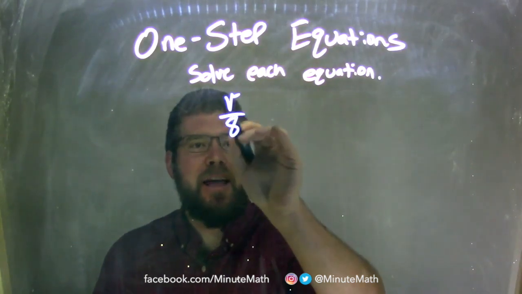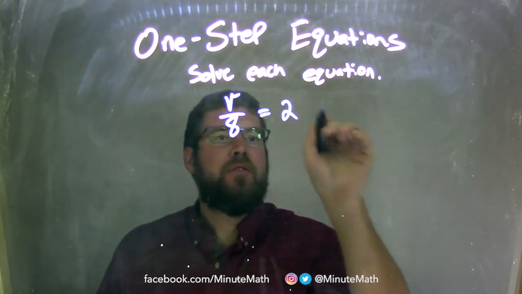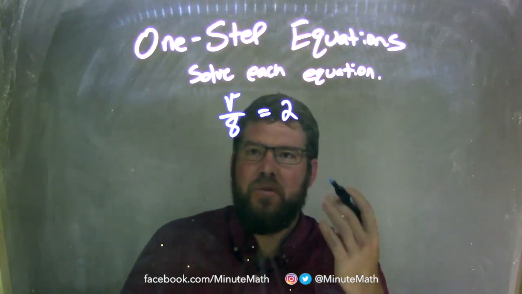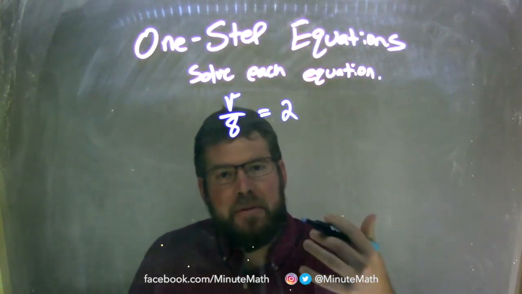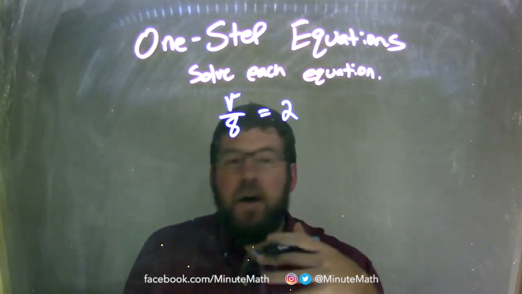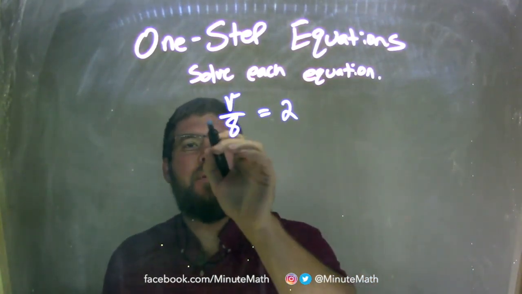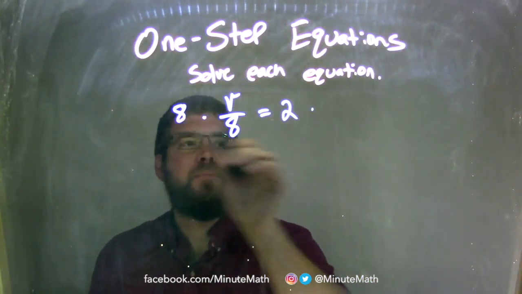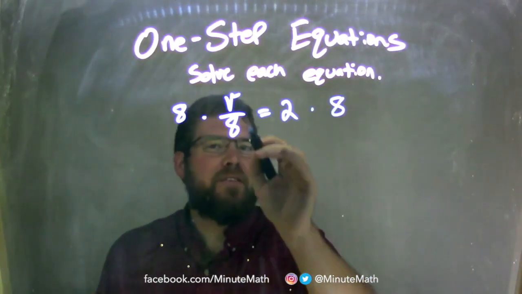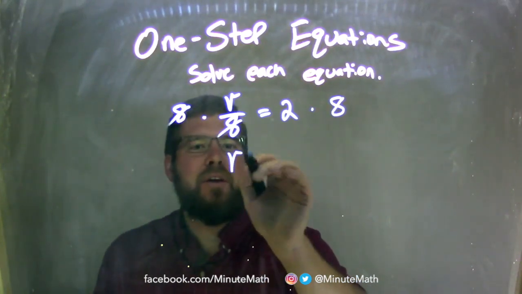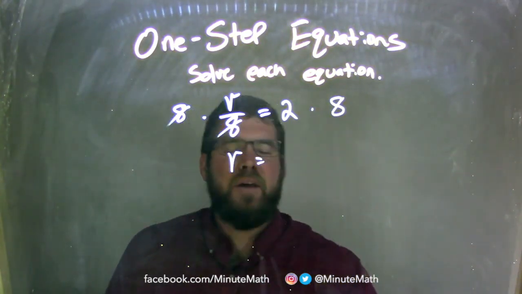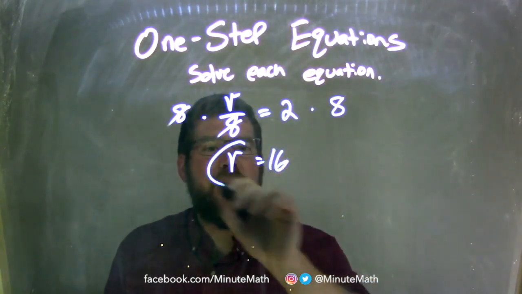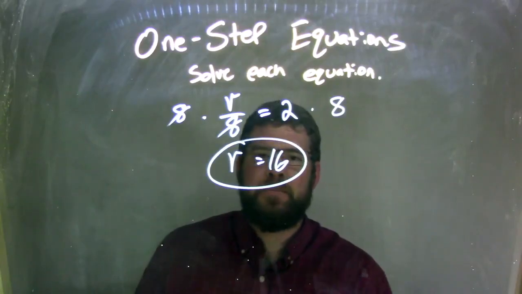V over 8 equals 2. Well, when I see V over 8, that fraction, really it's division, V divided by 8. So what's the opposite of division? Multiplication. So I need to multiply both sides by, in this case, 8. What's in the denominator? What that does is cancel the 8 out here. I'm left with a V. Now I have 2 times 8. 2 times 8 is just 16. Now we're done. We have V by itself, and it's equal to 16.